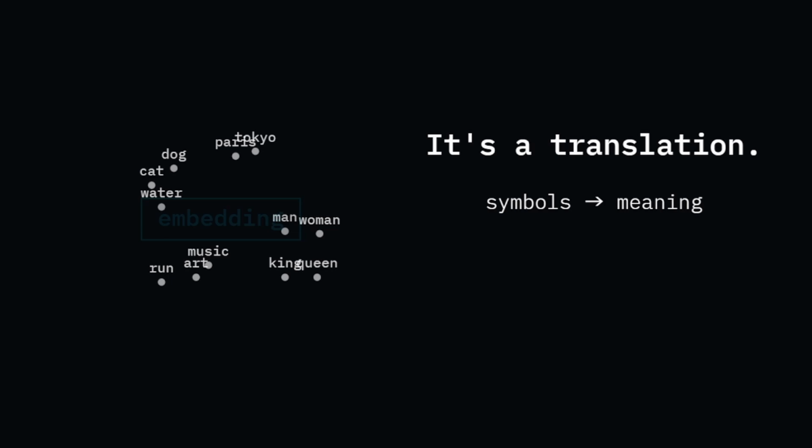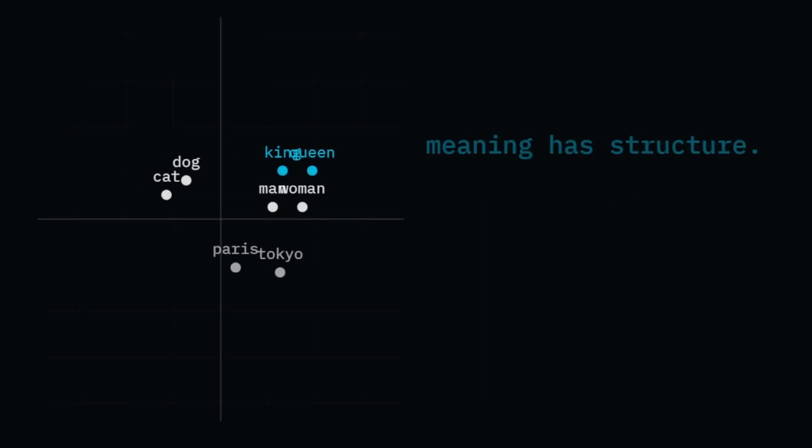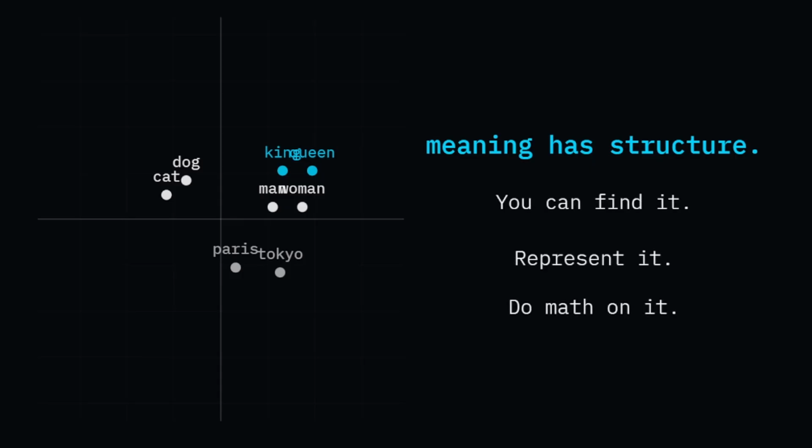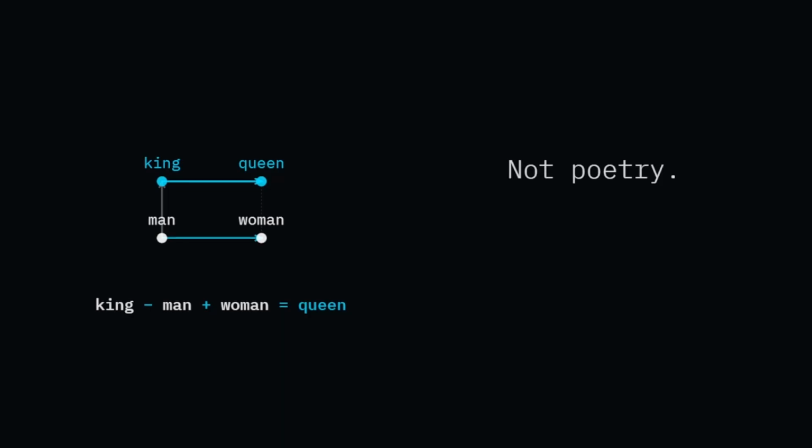Embeddings don't settle that debate, but they do show something surprising. That meaning has structure, that you can find it, represent it, and do math on it. King minus man plus woman equals queen. Not poetry, math. And the fact that it works at all tells you something profound about the hidden geometry of thought.